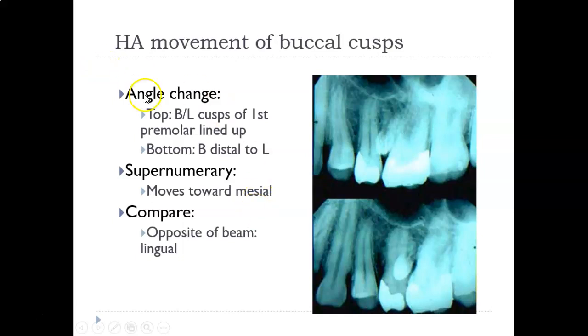And I think this slide is basically just saying angle change. So the top buccal lingual cusp of the first premolar lined up, bottom buccal distal to, the supernumerary moved mesial, so it moved over the premolar, compare opposite of the beam, so it's lingual. So it's just the answer to what we talked through.